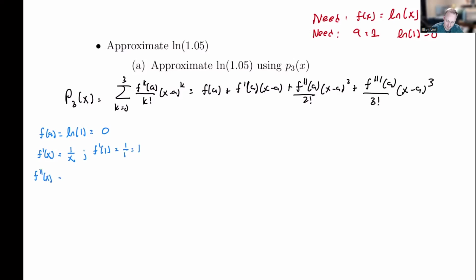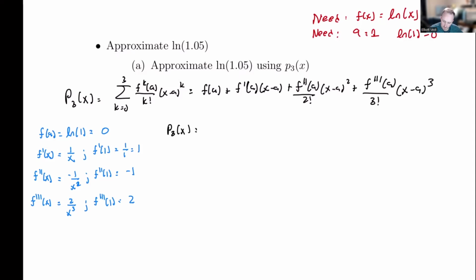f double prime of x is negative 1 over x squared. f double prime of 1 is negative 1 over 1 squared, or negative 1. And we need our f triple prime of x, which is 2 over x cubed. f triple prime of 1 is equal to 2. Okay. So P3 of x is equal to, what is my f of a?